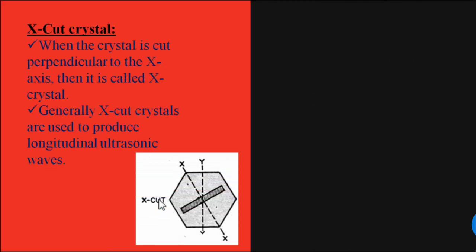Now, cutting of the crystal. There are two ways by which you can cut the crystal: X-cut and Y-cut crystal. The first one is X-cut crystal. This one is the X axis, that is, the line which joins the corners of that hexagon is known as the X axis, and when you cut the crystal perpendicular to this axis, then it is known as the X-cut crystal. Generally, X-cut crystals are used to produce longitudinal ultrasonic waves.